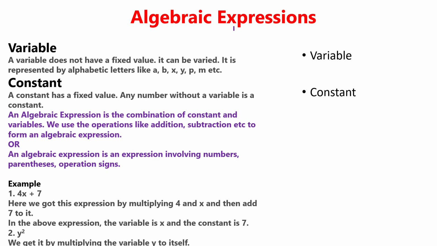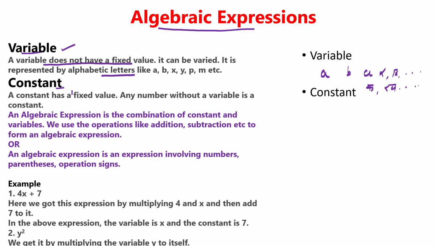Now, what are algebraic expressions? Before going to algebraic expressions, we shall know what variables are. A variable does not have a fixed value. It can be varied and is represented by alphabetic letters like a, b, x, y, p, m, etc. You can write with any letters, alpha, beta, any variable according to your choice of any language. If I write in Hindi, then Ka, Kha, Ga, etc. These are examples of a variable.